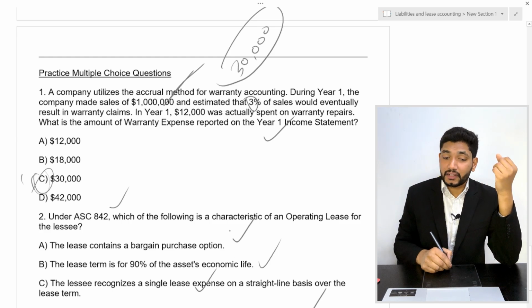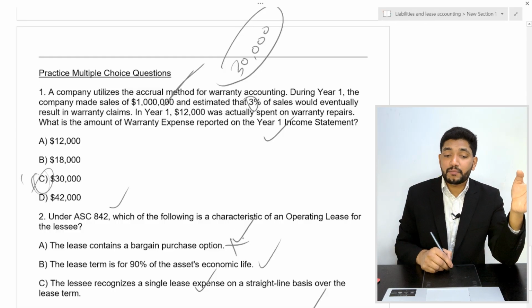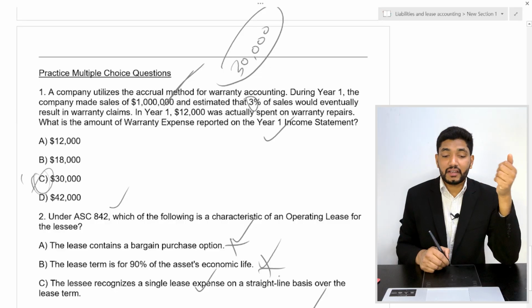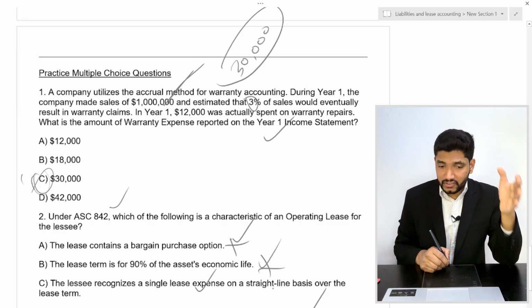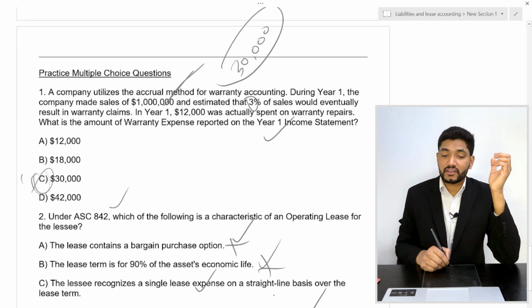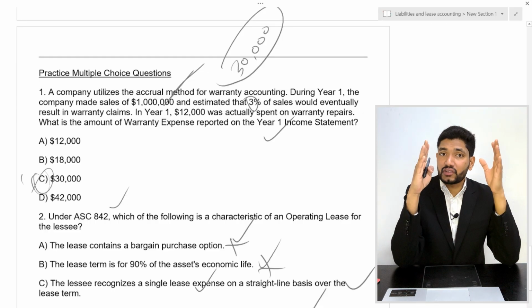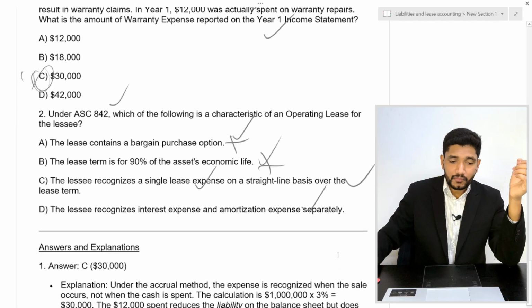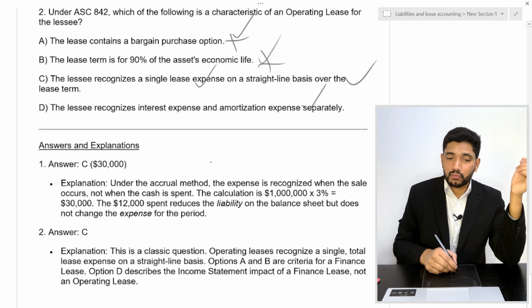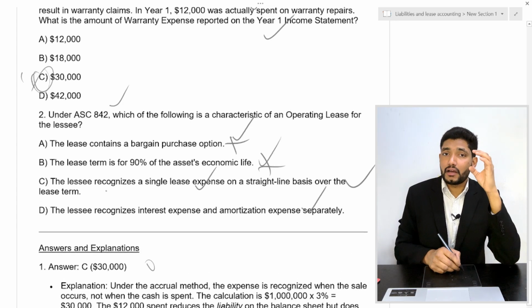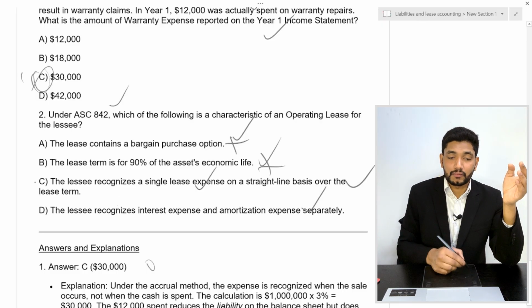If the lease has a bargain purchase option, it is a financing lease. If the lease term is 90% of the asset's economic life, then it is a financing lease. Option C, the lessee recognizes a single lease expense on a straight line basis over the lease term. This is the feature of an operating lease. So, option C is the right answer here. You can see the answer and explanation here for questions 1 and 2. Here you can see all other criteria are criteria for the financing lease, not for the operating lease, except option C.